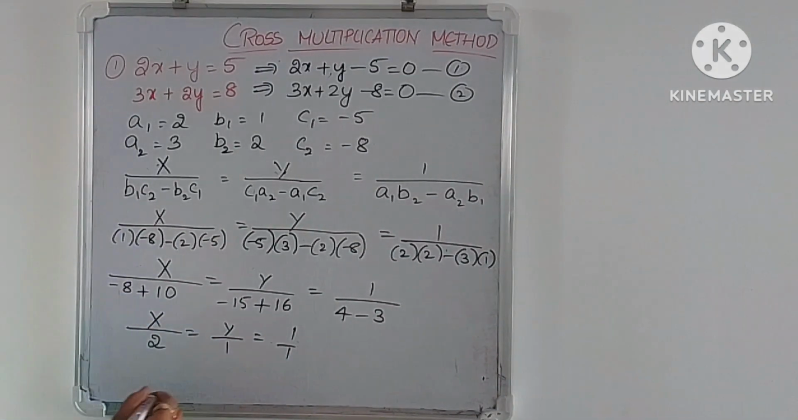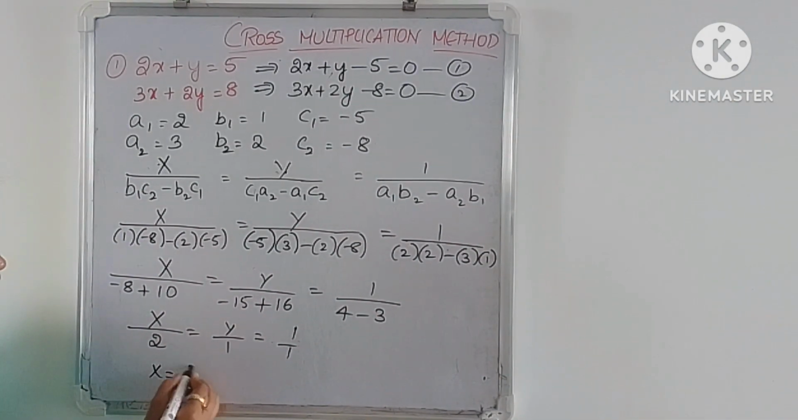Now how can we get the values? x is equal to 2 by 1, y is equal to 1 by 1. So x is equal to 2, y is equal to 1.